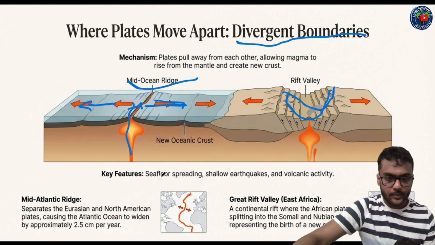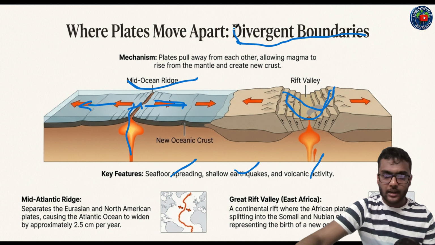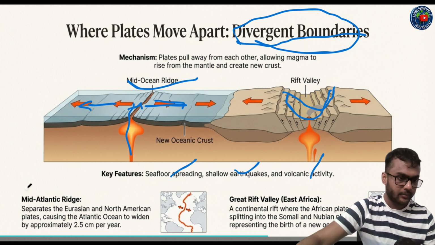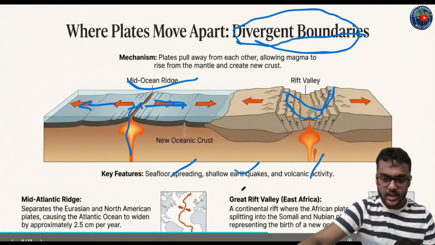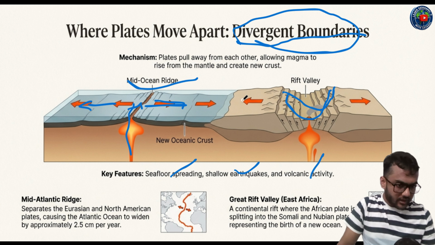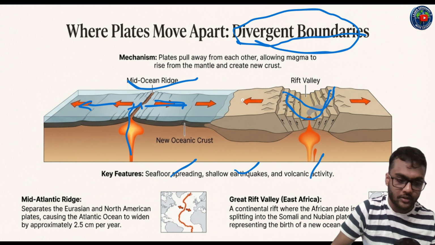Key features: seafloor spreading, shallow earthquakes, and volcanic activity. In these divergent boundaries, some geographical phenomena are created, like the Mid-Atlantic Ridge and the Great Rift Valley in East Africa. The Mid-Atlantic Ridge separates the Eurasian and North American plates, causing the Atlantic Ocean to widen by approximately 2.5 centimeters per year.